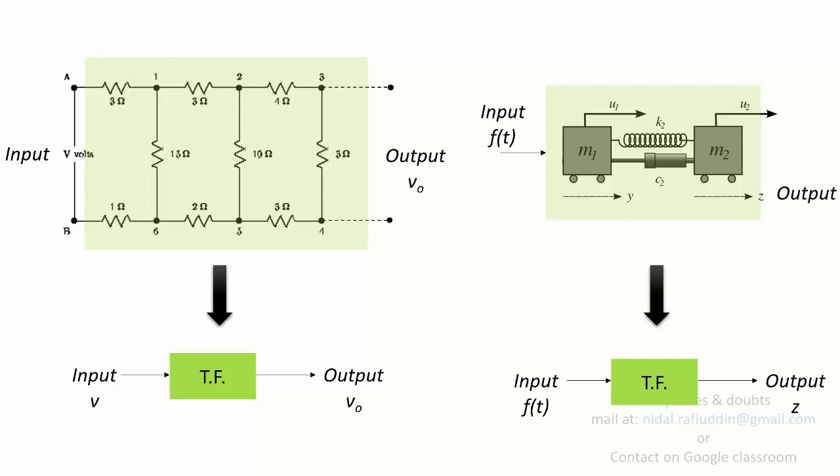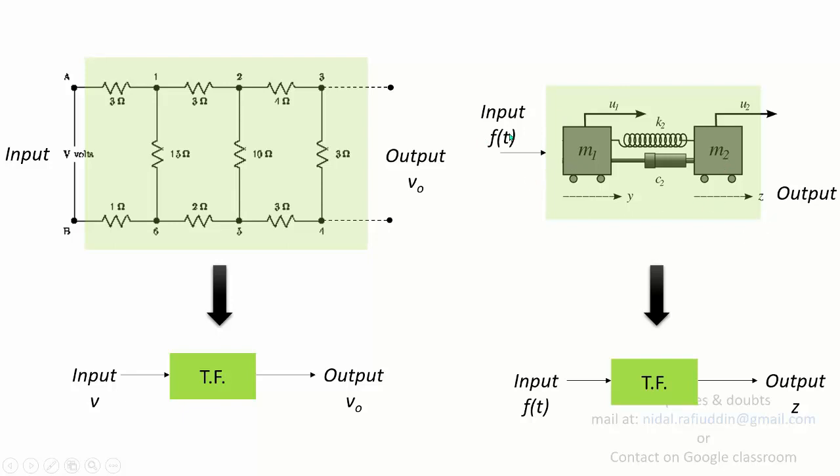Then you're going to feed the input as 10 instead of 5, and then you obtain the output. So things will be difficult. For different inputs, you will have to solve the equations again and again in order to find the output. Likewise, in a mechanical system, let's say that you apply the force F(t) as input to mass m1, and the output is the displacement z of mass m2.